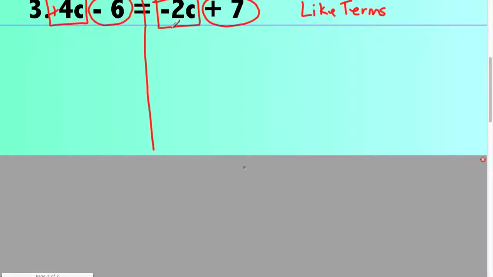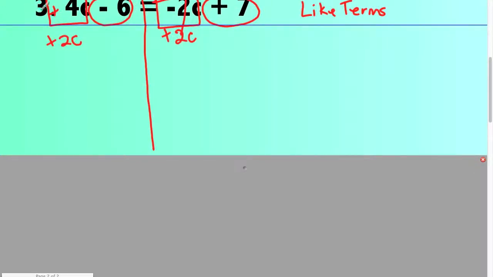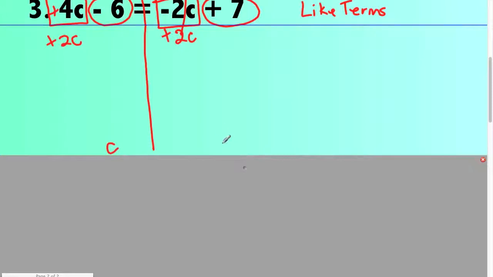Well, if I add 2c to this side, and I add 2c to this side, now my variables are gone on that side. So this side's going to be your c column. I'll just put it down here. And this side's going to be your numbers. All right? So these cancel out, and you're left with 7. So we're going to just put 7 down here.